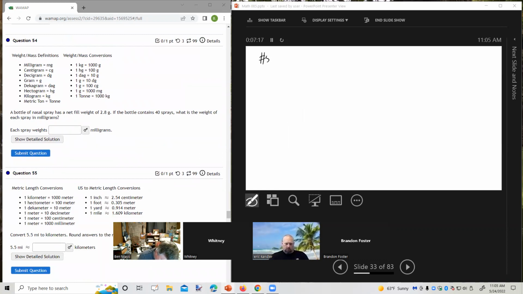54. A bottle of nasal spray has a net fill weight of 2.8 grams. If the bottle contains 40 sprays, what is the weight of each spray in milligrams? So we're going to take 2.8 grams divided by 40.